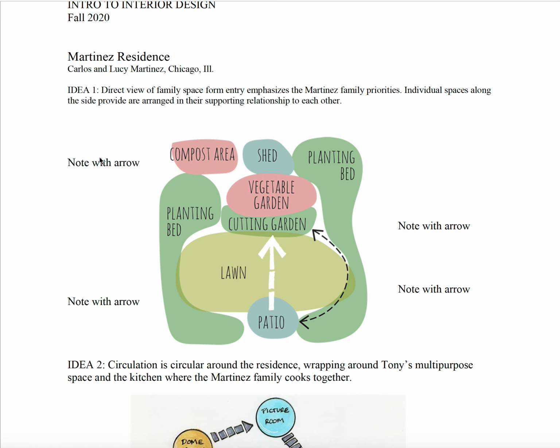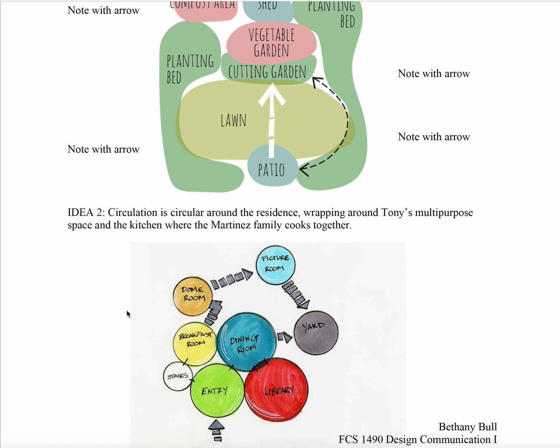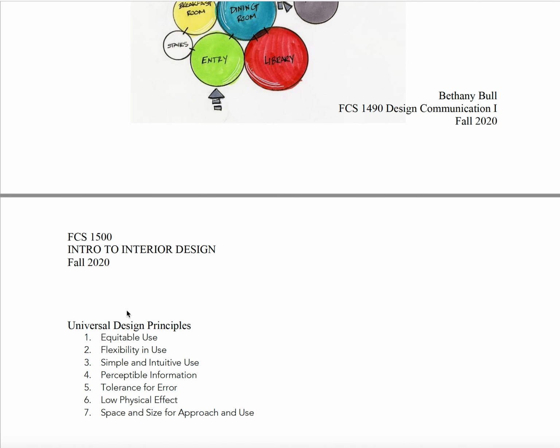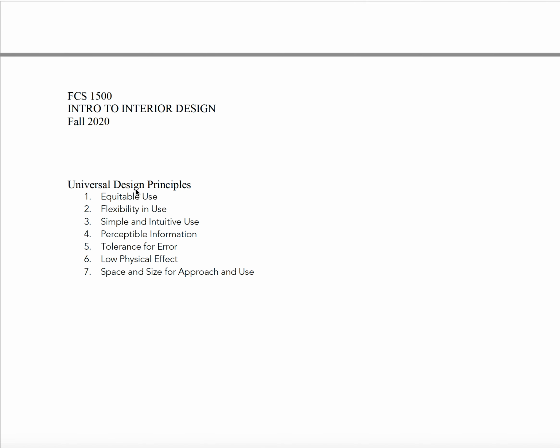And then along the sides, and it said a minimum of 3, I have 4 here, include a note with an arrow going to the space that you're talking about. So these notes will pertain to the universal design principles. And on the last page of the assignment, I've listed those for you. If you remember, these are the 7.